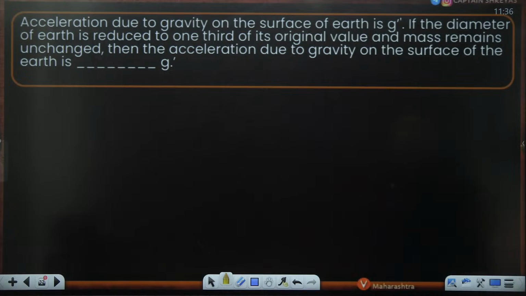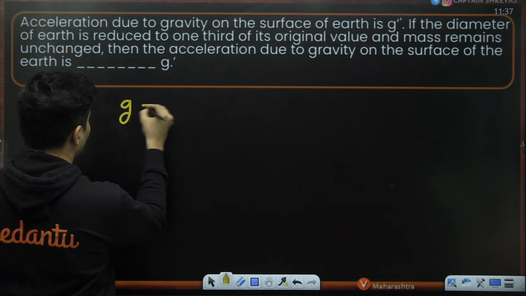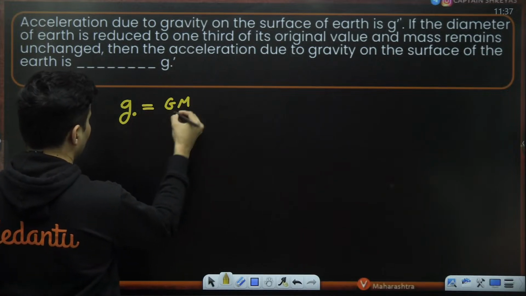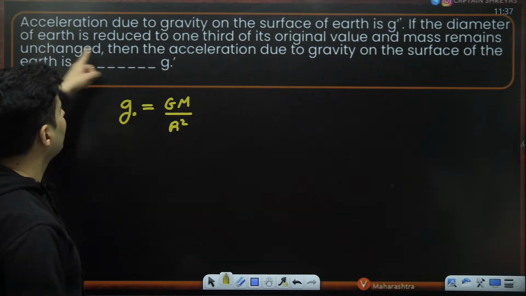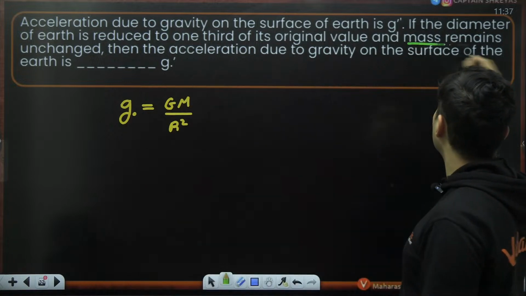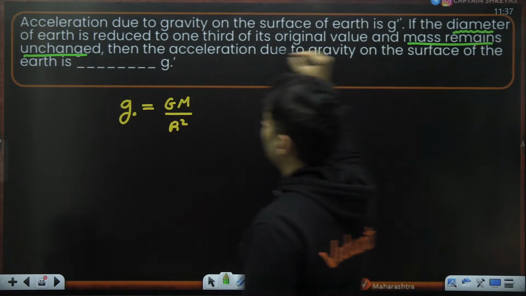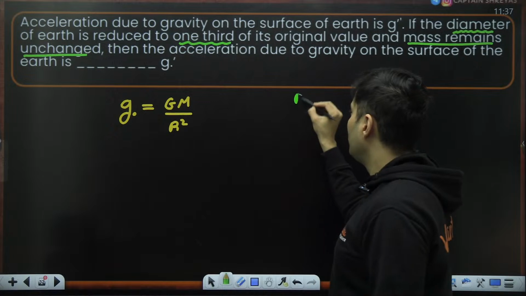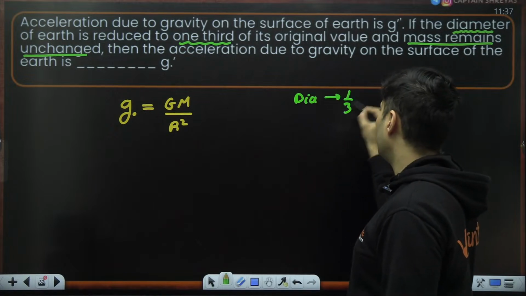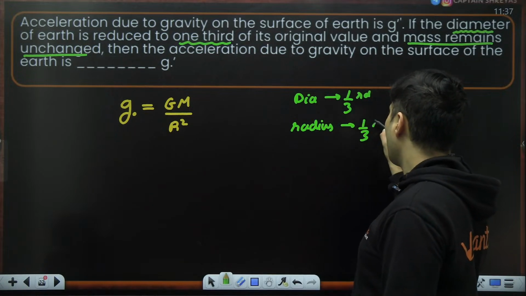Acceleration due to gravity on the surface is g. If the diameter of the Earth is reduced to 1/3 and the mass remains unchanged, then the acceleration due to gravity on the surface will be? Oh, this is direct, I think. Gravitation value on the surface is GM by r square. Clearly the mass is not changed, the diameter becomes 1/3. It is mentioned the mass remains unchanged, whereas the diameter is made 1/3. So if diameter is made 1/3, what will happen to the radius? Obviously, radius will also become 1/3.